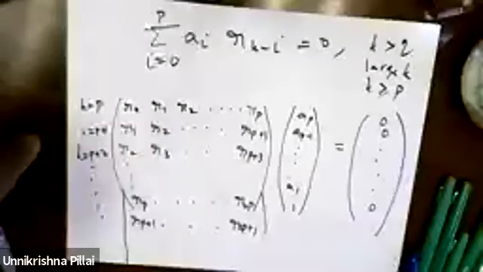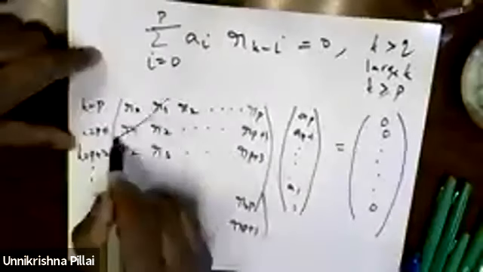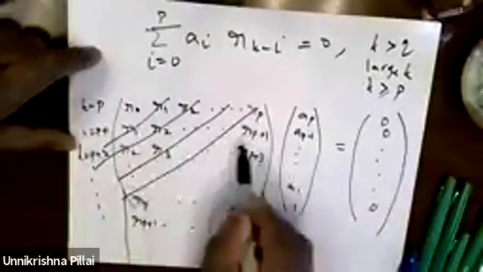So this is going back. You measure the data, you assume ergodicity, you compute the autocorrelations, then use these relations. Remember, this is a Hankel matrix. All these entries are the same.